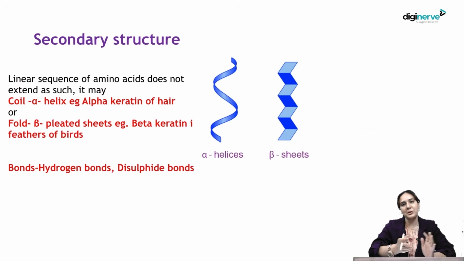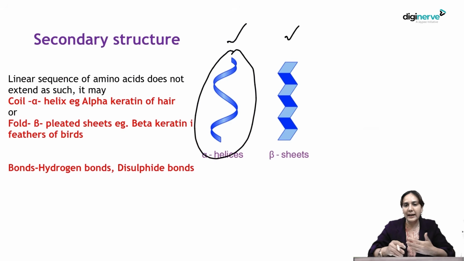Then coming to secondary structure. The primary structure is only linear linking of the amino acids. But do they exist as such? No. They are further folded into either alpha helix or beta sheets. Depending upon their folding, they either form a helical structure like this, or they can be folded as we fold clothes, and they will form beta sheets.